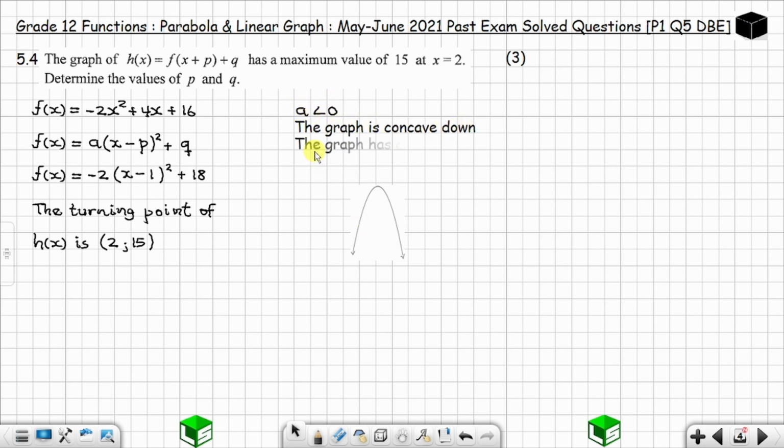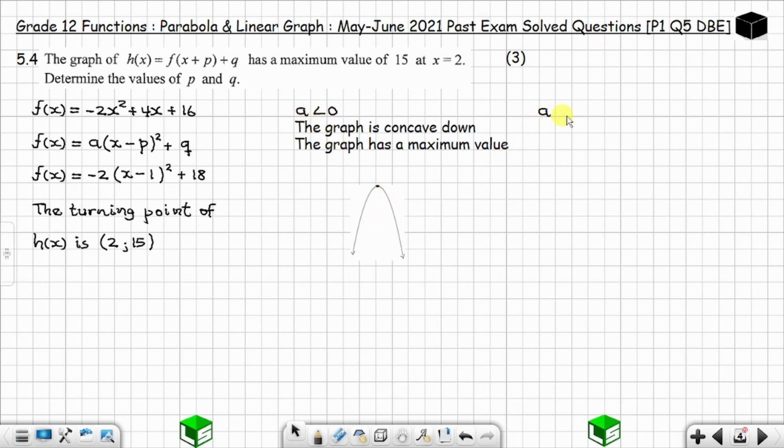And this graph has a maximum value. The maximum value is found there at the turning point. Can you see there at the turning point? So you are going to find the maximum value on the y-axis. When the graph is concave down like this, looking down, the graph has a maximum value. And this happens when a is less than 0.